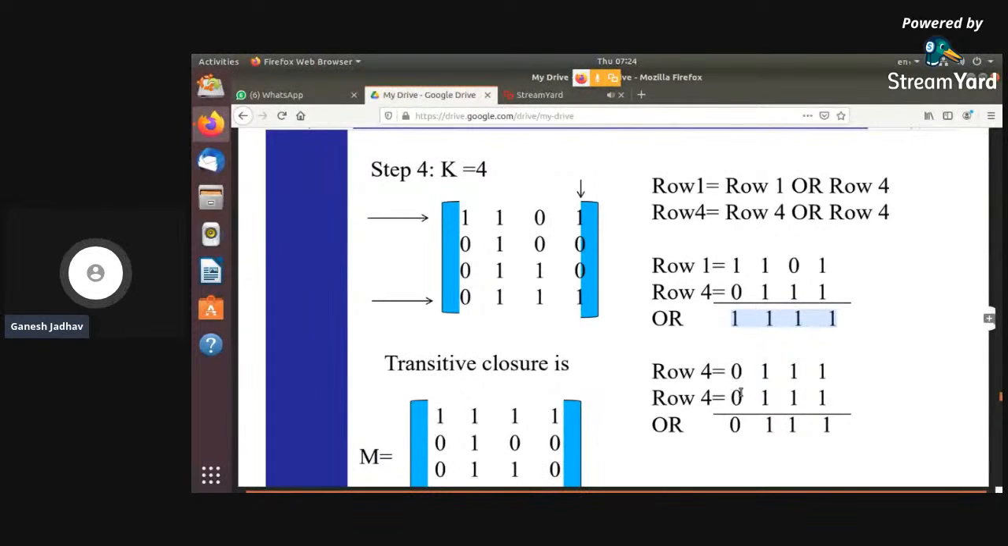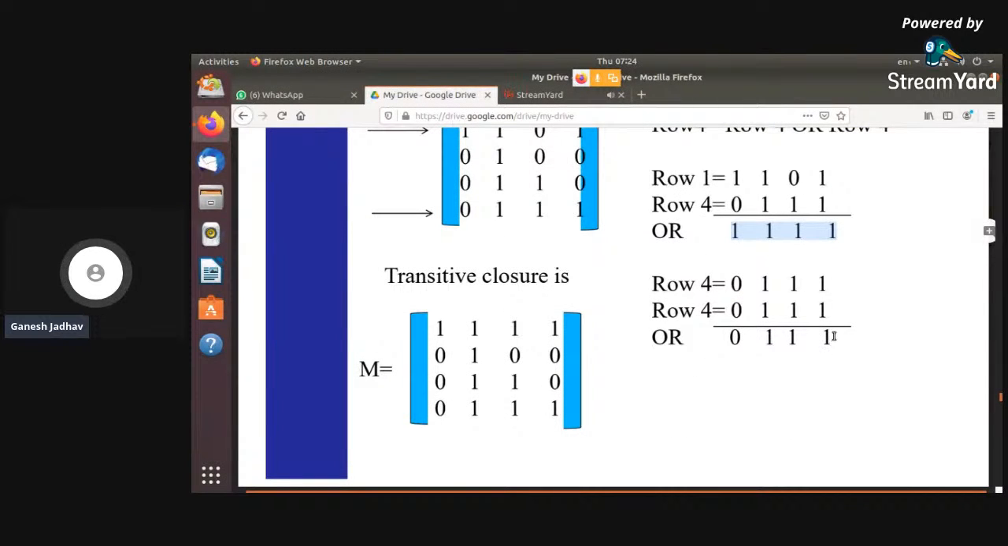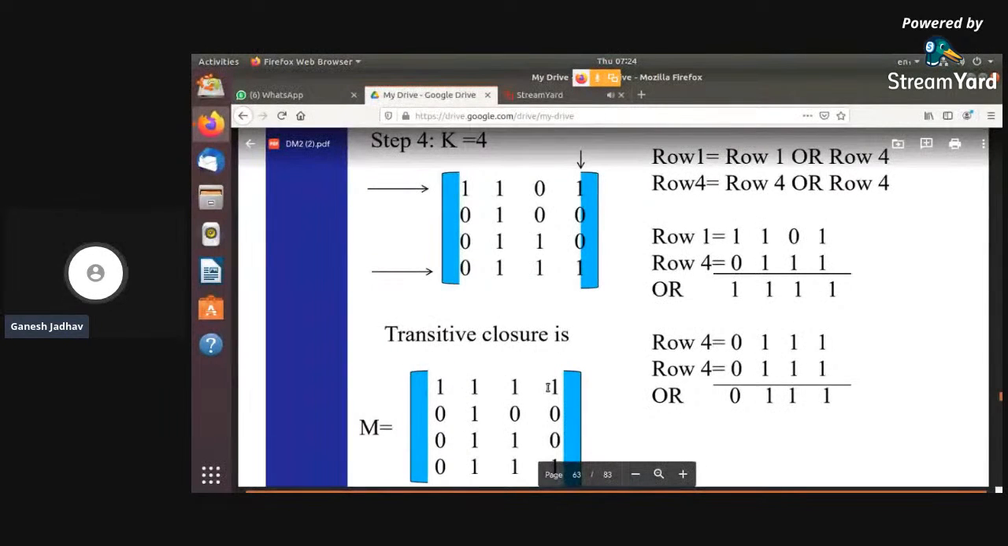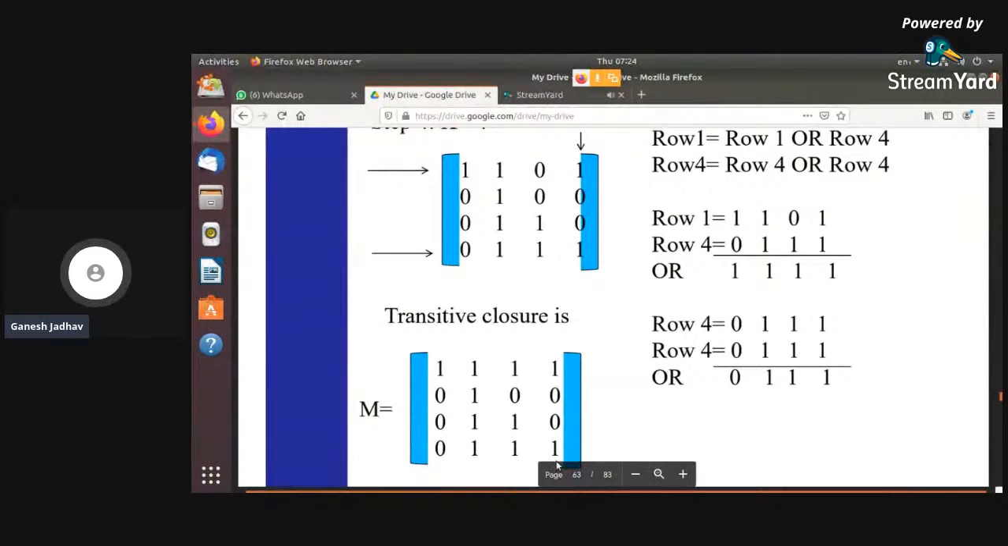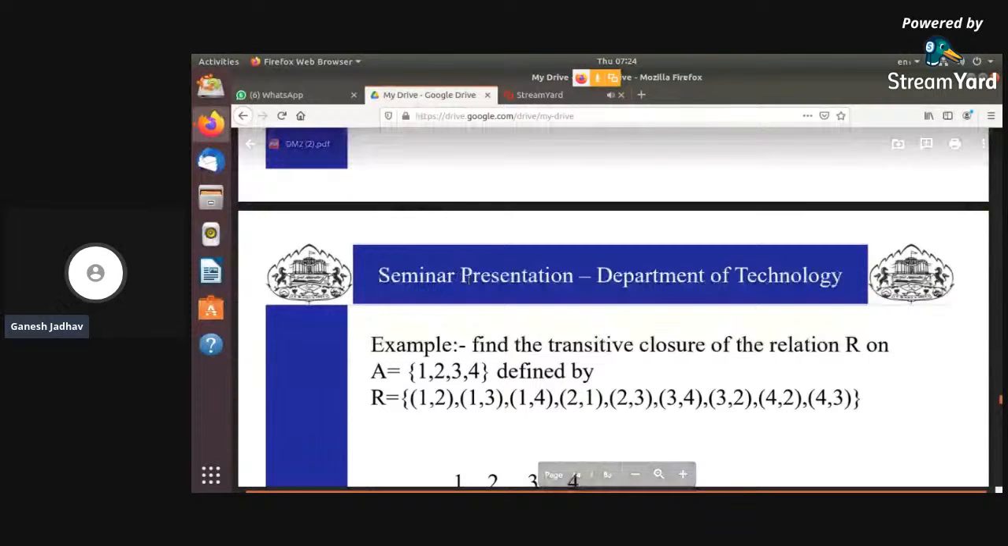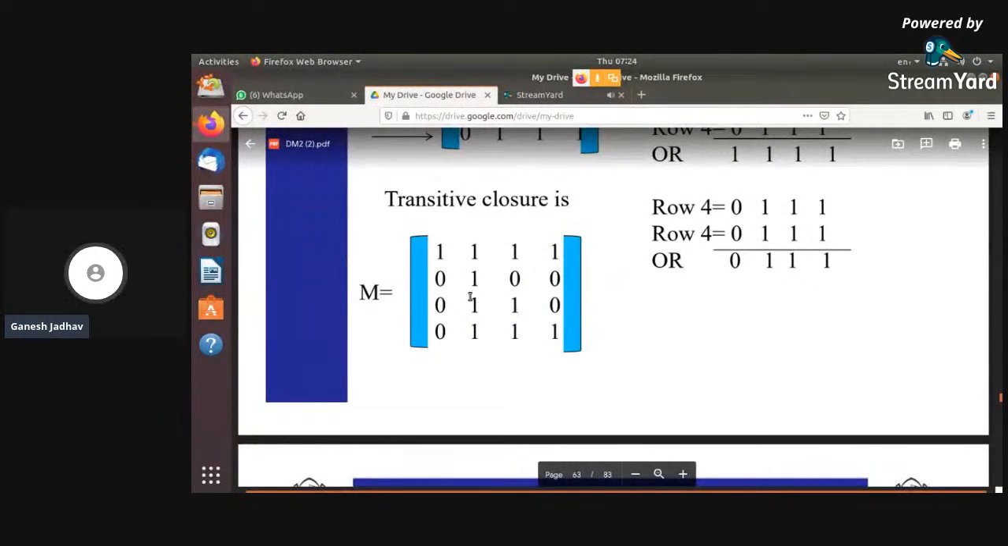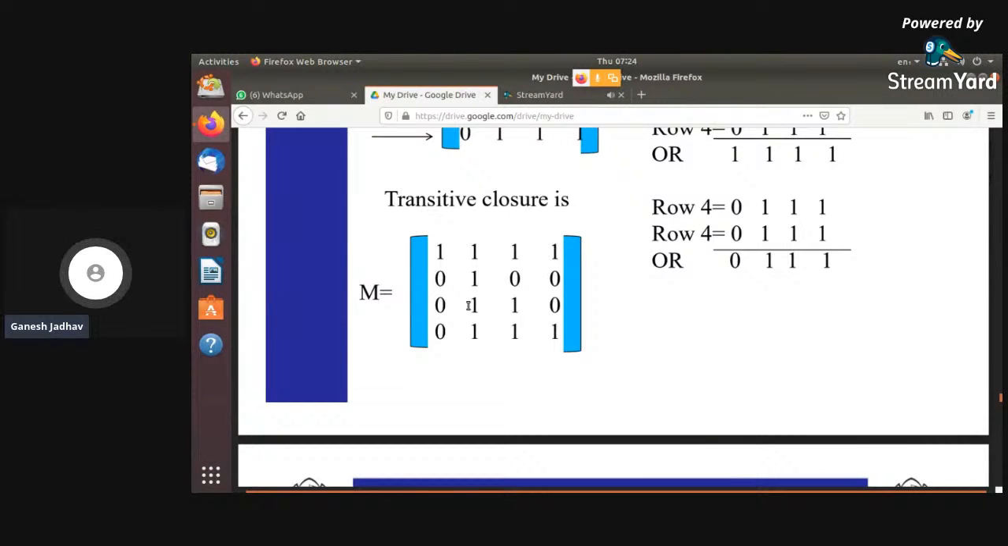And row 4, this is the same. In this particular operation there is no effect, because row 4 and modified row 4 are the same. So write this modified row 1 here, and write all the rows as per the above matrix. So this is the example of the transitive closure. This is also a very simple topic of this particular unit.